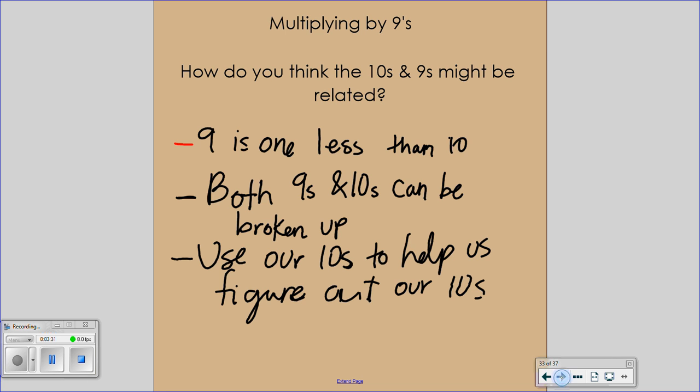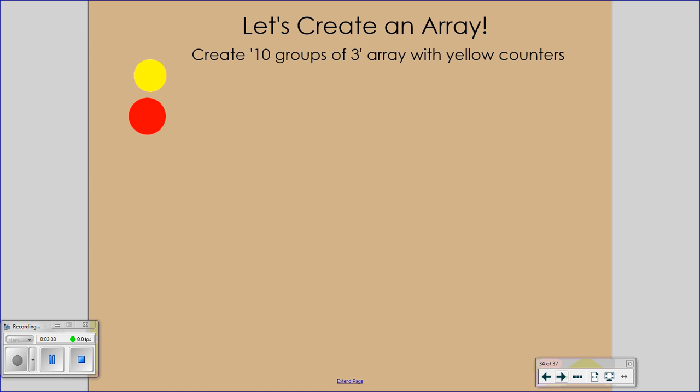Alright, we are going to look at an array. So go ahead and get out your counters. Move your notebook just to the side. We're going to need it. And I want you using yellow to create a 10 by 3 array. I want an array, not a fast array for this one. A whole array. 10 by 3, please.